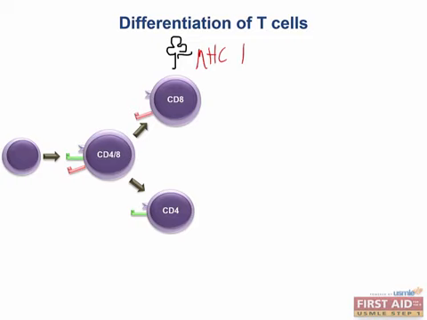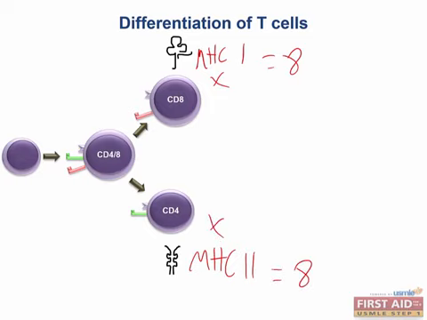CD4 cells can develop into one of three types of further differentiated cells. Recall that CD4 cells are there for you. They're there for the immune cells, the cheerleaders. And they interact with antigen-presenting cells that bear MHC2 receptor. A quick way to remember which MHC complex interacts with which type of T cell is that the product is always 8. 8 times 1 is 8. 4 times 2 is 8.